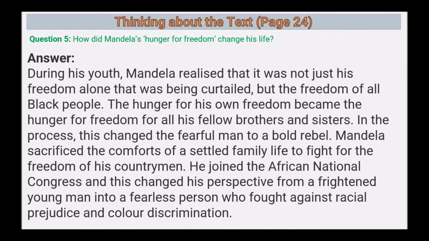Next, how did Mandela's hunger for freedom change his life? During his youth, Mandela realized that it was not just his freedom alone that was being curtailed, but the freedom of all black people. The hunger for his own freedom became the hunger for freedom for all his fellow brothers and sisters. In the process, they changed the fearful man to a bold rebel.